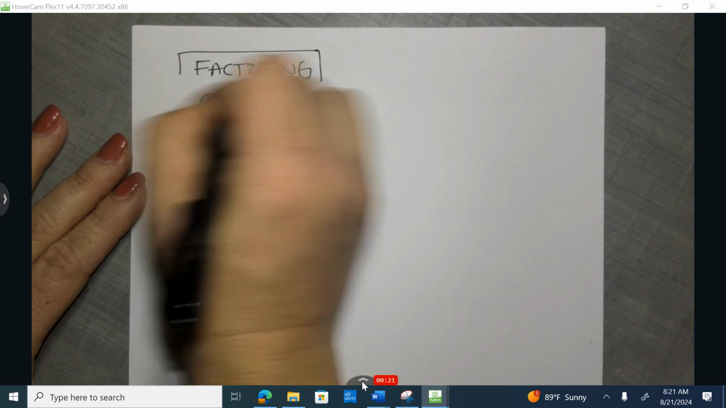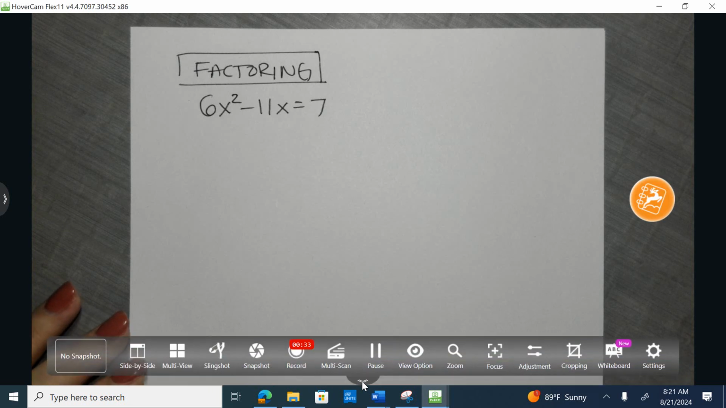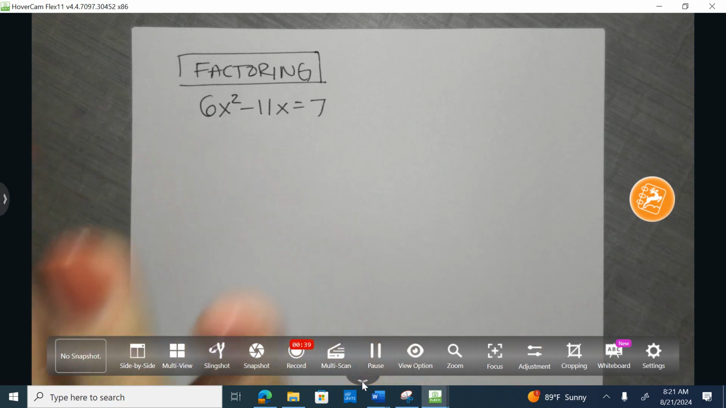I believe that, in my opinion, factoring is the easiest method to use as long as the equation is factorable. Not every quadratic equation is factorable. So let's get started. The very first thing we're going to do is I always like to have this leading coefficient be positive. So I want to move everything to the same side.